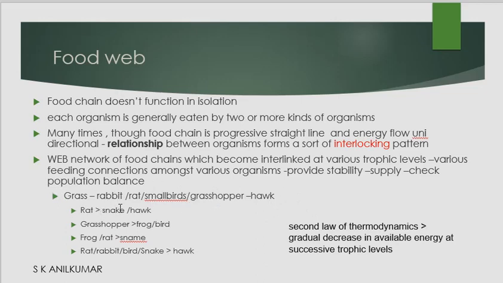Likewise, the rat is eaten either by the snake or by the hawk. Both eat the rat. The rodent as well as the bird eats the rat. Likewise, the grasshopper serves as food both for the frog as well as the bird. The grasshopper is a food for two types of organisms.